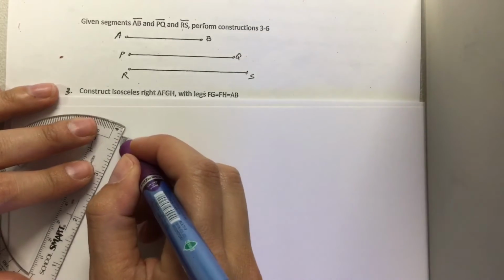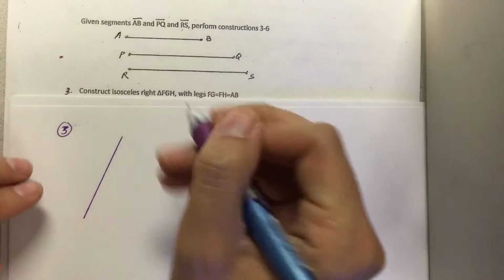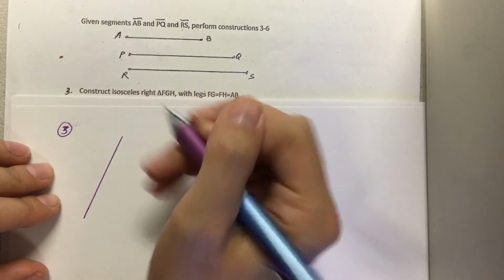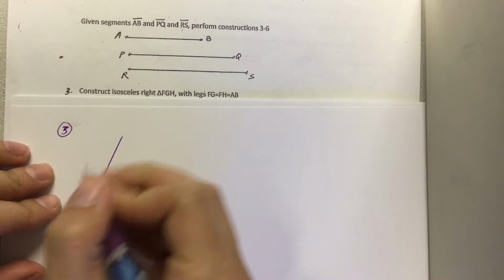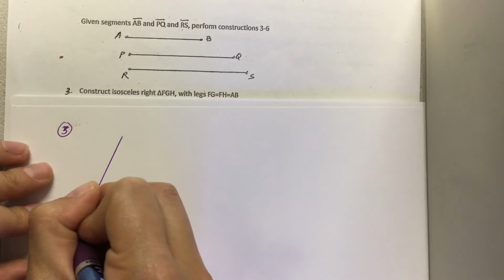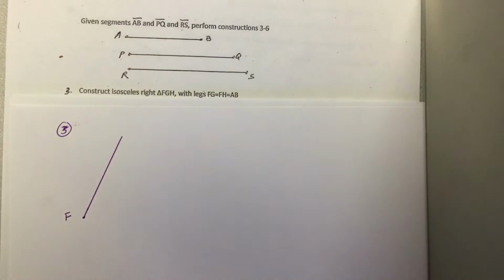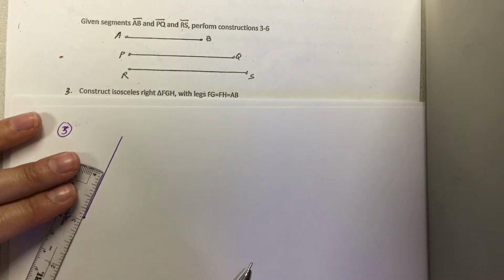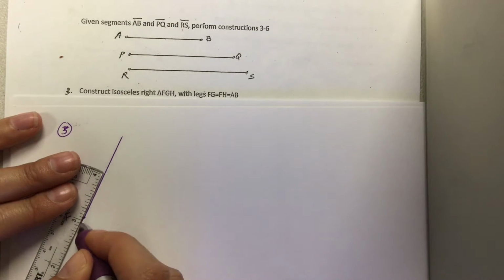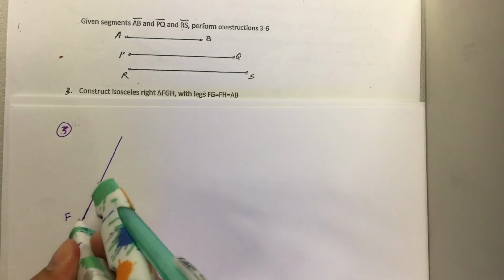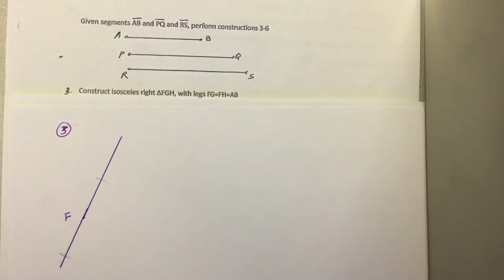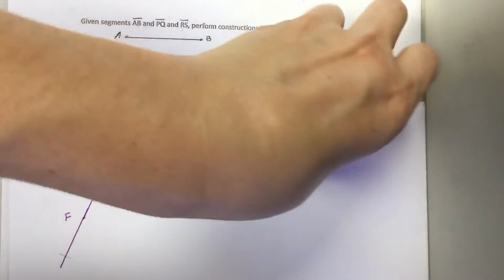segment. And I'm going to call this point F. I'm going to create a right angle at point F. So I need to extend this line a little bit further. Then I need F to be the midpoint of a segment. So I'm going to go the same distance on either side of F. And then I'm going to bisect F.